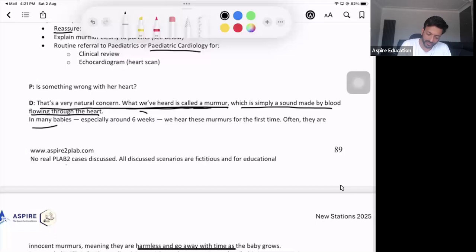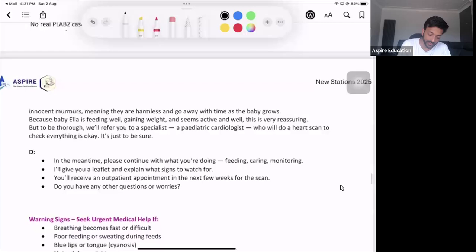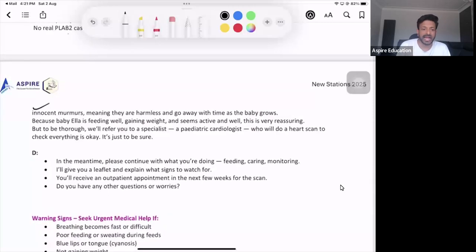In many babies, especially around this time, we hear these murmurs for the first time. Often they are innocent murmurs, and they're harmless, and usually the baby grows out of it. As explained, your child is feeding well, gaining weight, active, and doing everything normally, so it's very reassuring. But we're going to refer to the specialist as well, and they'll be able to do a jelly scan of the baby's heart. Echocardiogram, jelly scan, they'll be able to do.